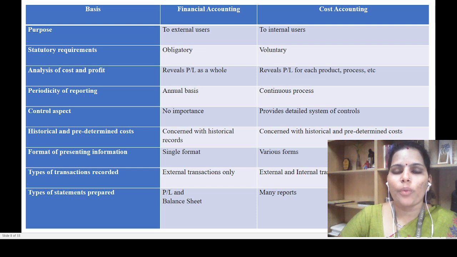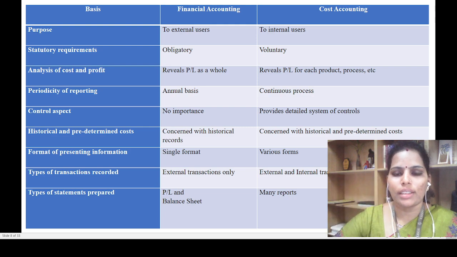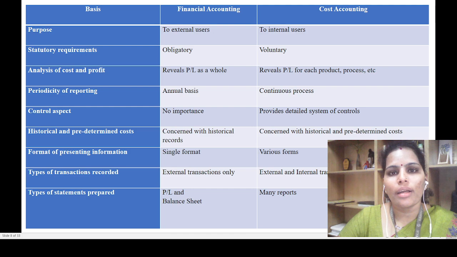The next point comes to the profit and loss account. Under financial accounting, we can find out the profit as a whole, like for the entire business organization, what total profit a particular concern has earned. That we can find out with the help of financial accounting. But with cost accounting, we can find out the profit of an individual item, an individual product, or a process separately. The financial accounting, when will we prepare it? We will prepare it annually, only once in a year. But the cost accounting is not like that. It is a continuous process.